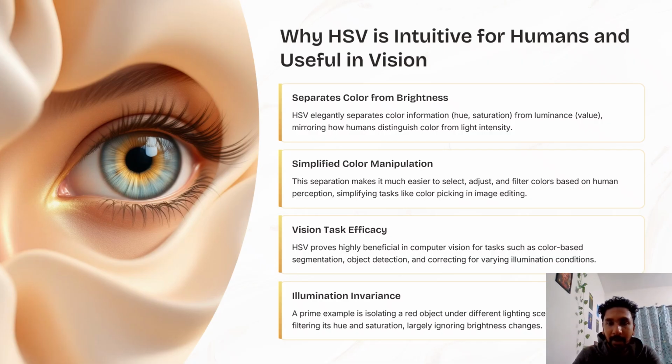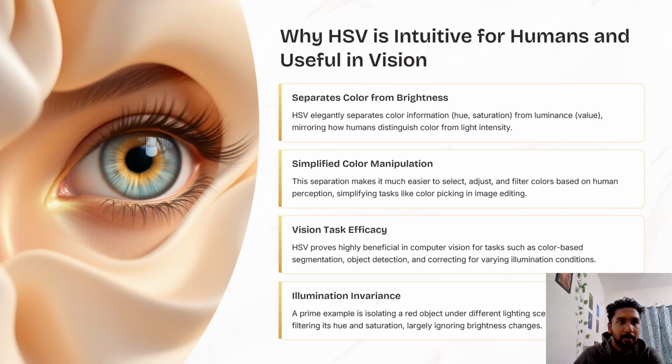Another advantage is simplified color manipulation. This separation makes it much easier to select, adjust, and filter colors based on human perception, simplifying tasks like color picking and image editing. Another is vision task efficiency. HSV proves highly beneficial in computer vision for tasks such as color-based segmentation, object detection, and correcting for varying illumination conditions.